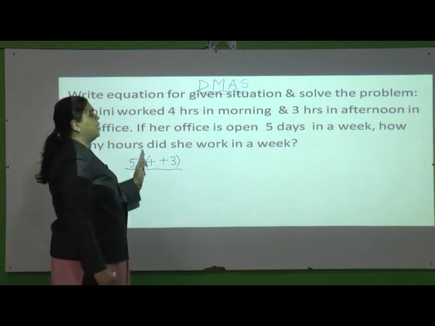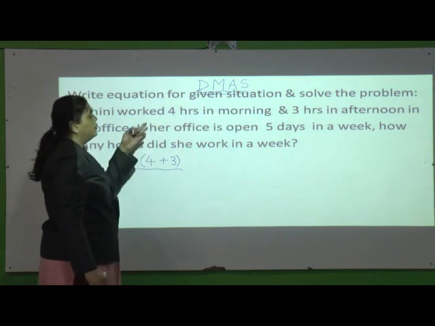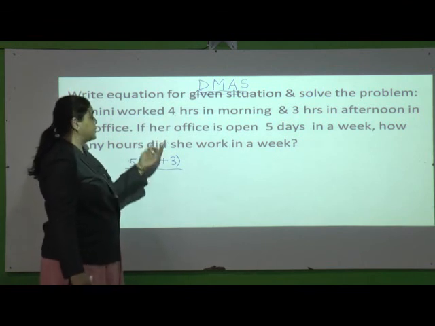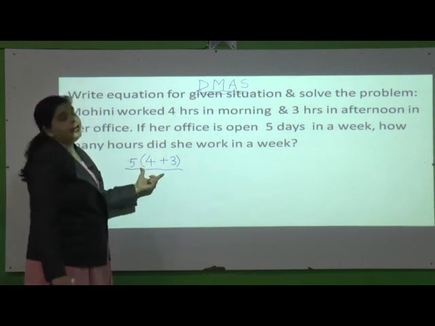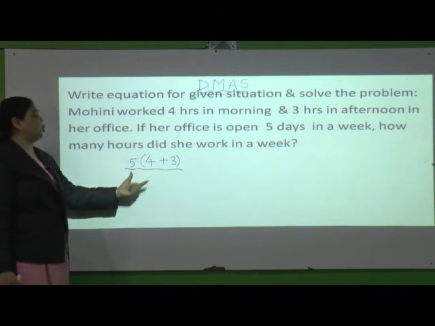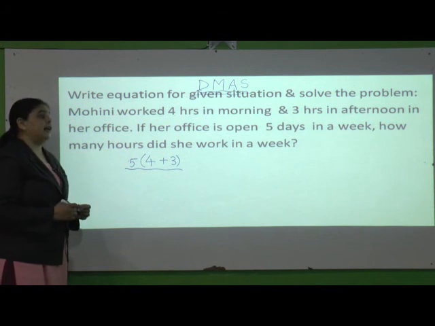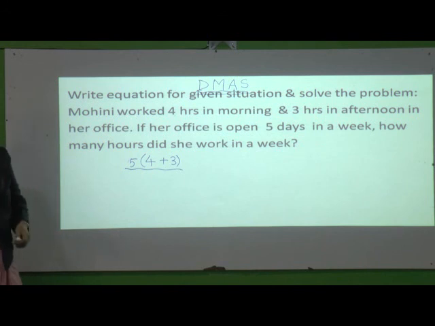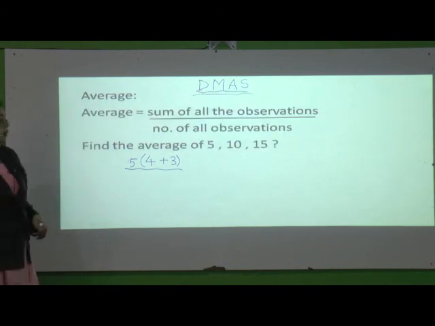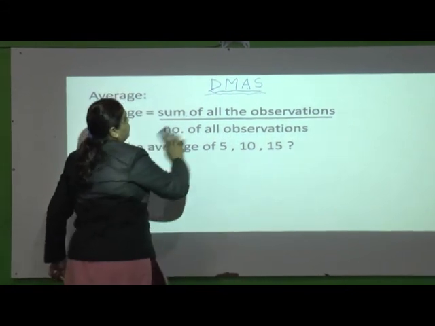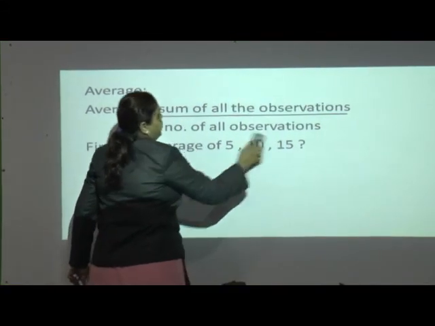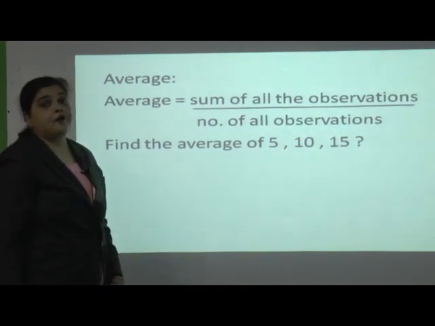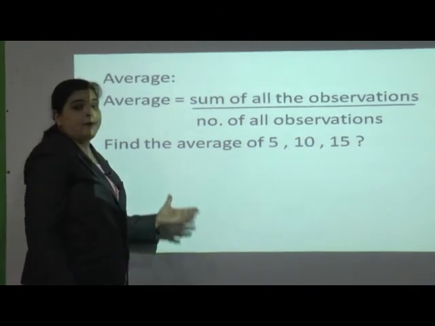I can't do the total every time: 4 hours in the morning for 5 days means 4 plus 4 plus 4 plus 4 plus 4. It is very difficult. We have some rules to follow, and we can write an expression which will give us the total hours Mohini works in a week. This is our statement, and we have to find the solution for it. Now I think everyone has understood what we learned today: 3 types of brackets, and different types of operations with the help of DMAS.